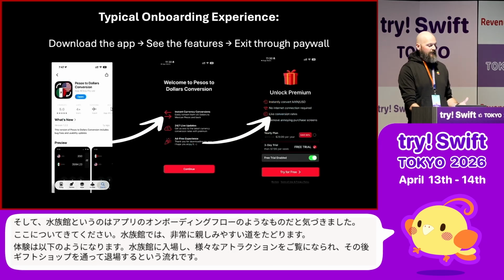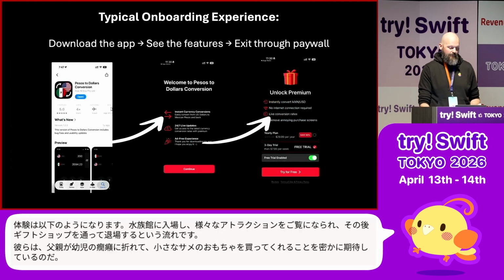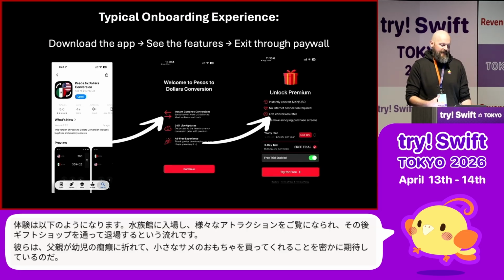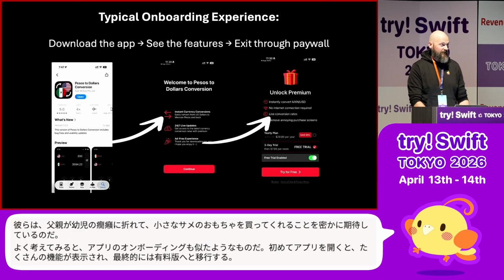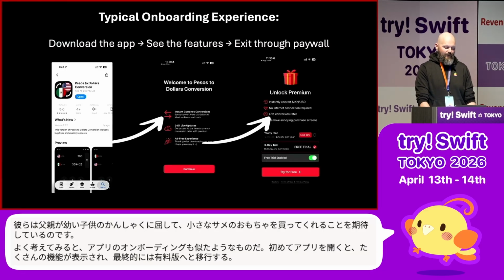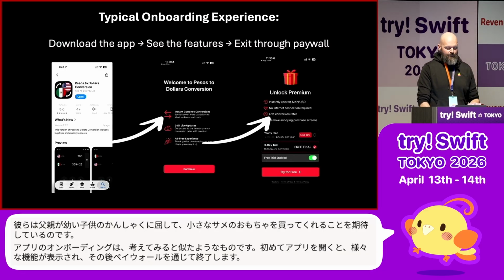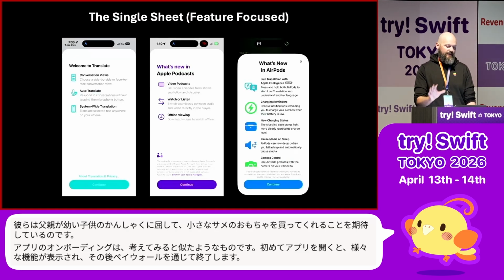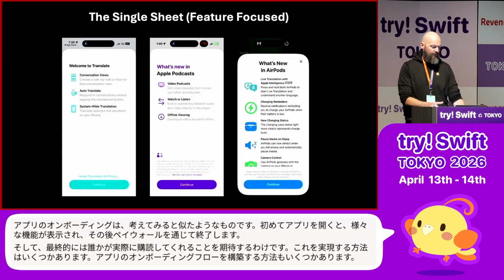An app onboarding kind of looks similar when you think about it. You open the app for the first time, you see a bunch of features, and you exit through the paywall. And then you hope someone's going to actually subscribe by the end of all of that. And there's a few ways that you can achieve this. There's a few ways that you can build the app onboarding flow. There's the single sheet. This is a feature-focused onboarding flow, and it's literally a single sheet.